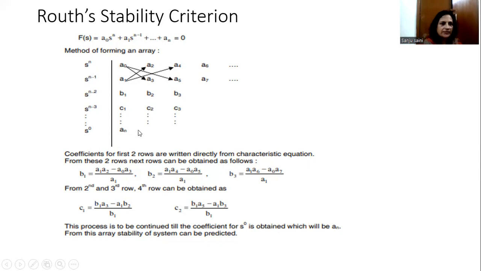We'll complete this Routh array, and once the Routh array is established, the total number of sign changes in the first column of the Routh array gives the total roots of the characteristic equation lying in the right half of the S-plane. In case there are no sign changes in the values of the coefficients within the first column, then the system is stable because no root will be lying in the right half of the S-plane.